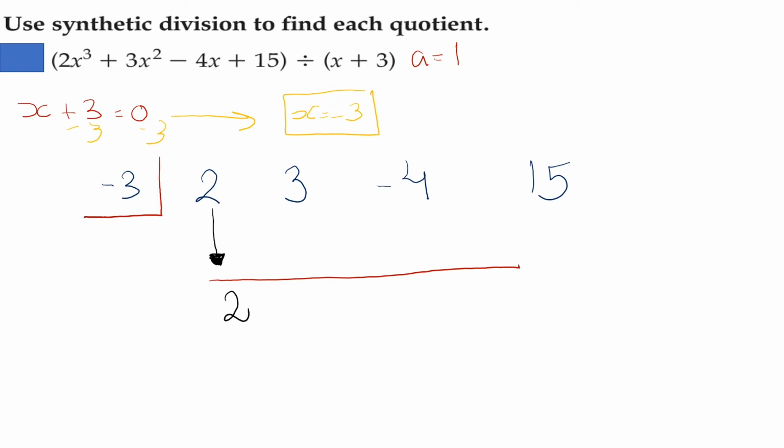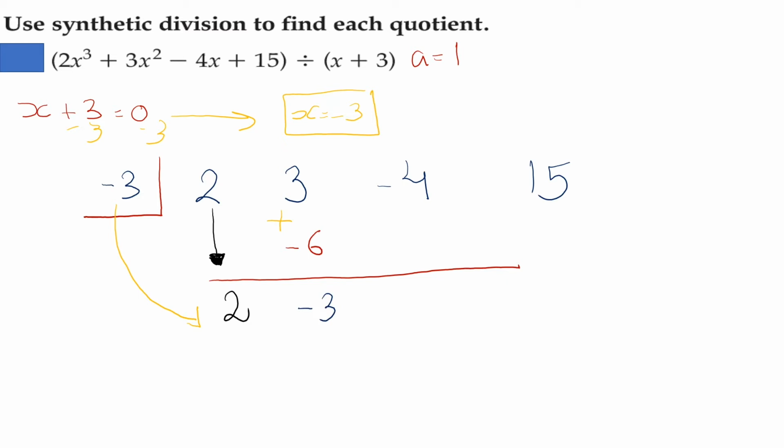Then the second thing that you should do is multiply this number by this number and put your answer here. So you will be multiplying minus 3 by 2 and you will get minus 6. Add it to the 3 and see how much you get. 3 plus minus 6, you will have minus 3.